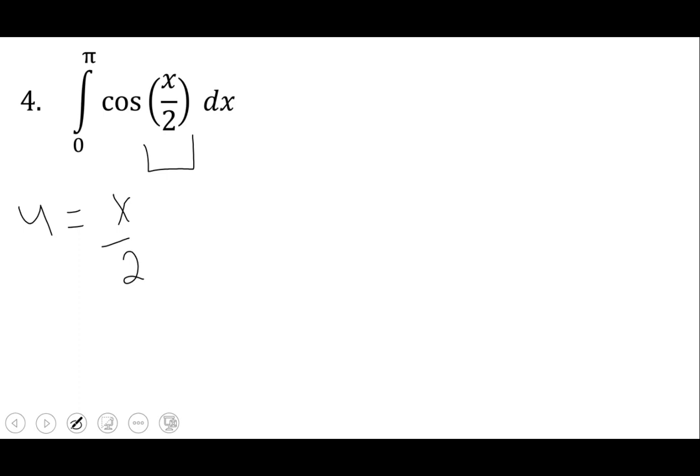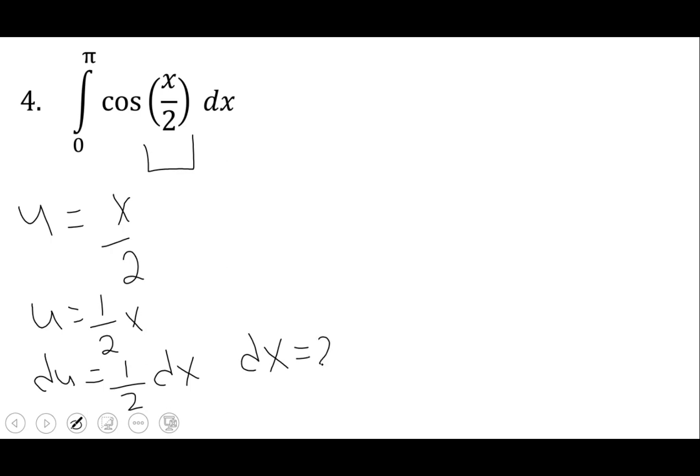And more importantly, you're going to want to remember that u is actually equal to 1/2 x. If you rewrite x over 2 as 1/2 x, it makes it a lot simpler to remember how to take the derivative. So when you go to take the derivative, you're going to get du is equal to 1/2 dx. If you now want to solve for dx, you're going to go ahead and cross multiply. So you're going to get that dx is equal to 2 du.